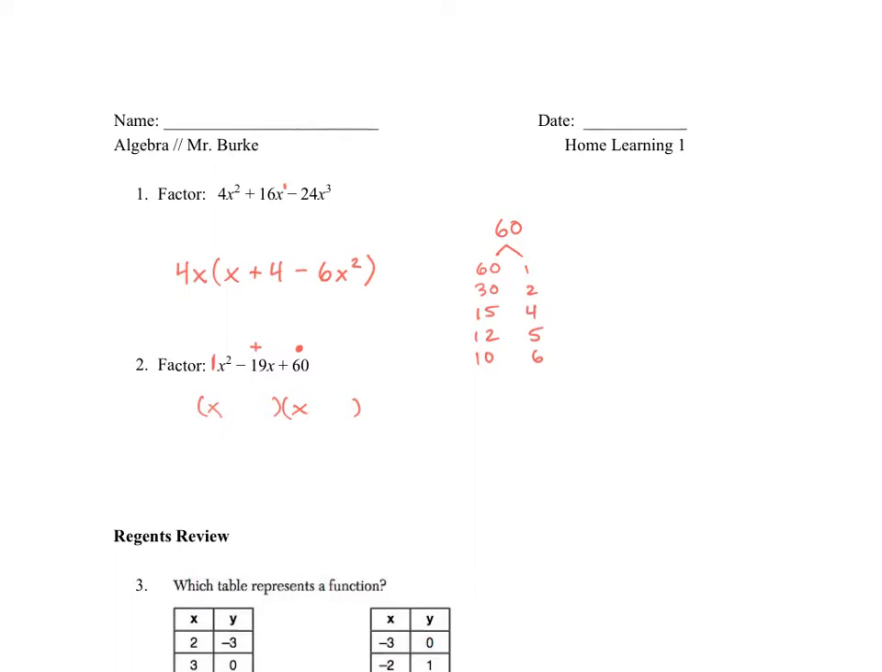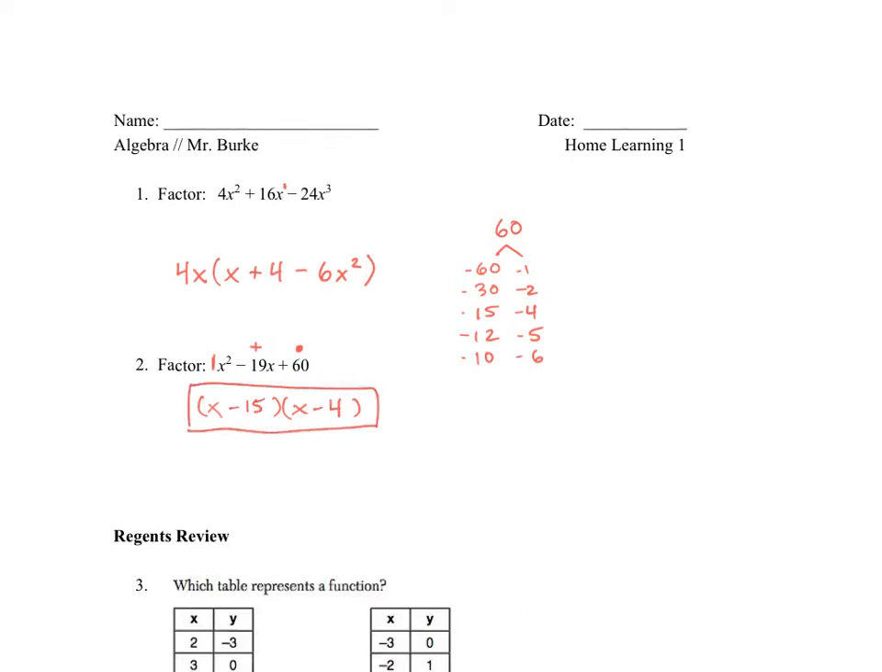Which ones add to negative 19? Well, in the positives, none of them add to negative 19. But if I made them both negative, then they still multiply to a positive. And now look right here, negative 15 and negative 4. That adds to negative 19. So that means that one of my numbers is negative 15 and one of my numbers is negative 4. And there is my final answer.